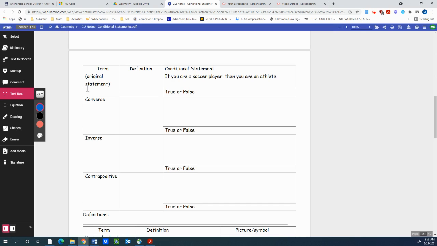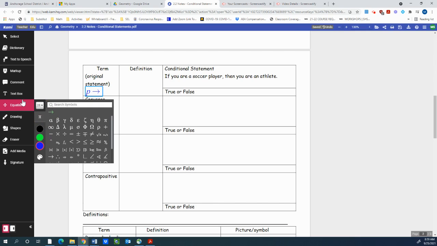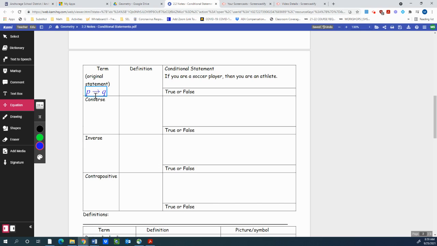All we have is the original statement, but I am going to add this notation here. I'm going to go here because I want to get a special symbol out of the equation editor. All right, so P, and then I'm going to grab the little arrow symbol, Q. P will represent the if part, and Q will represent the then part.